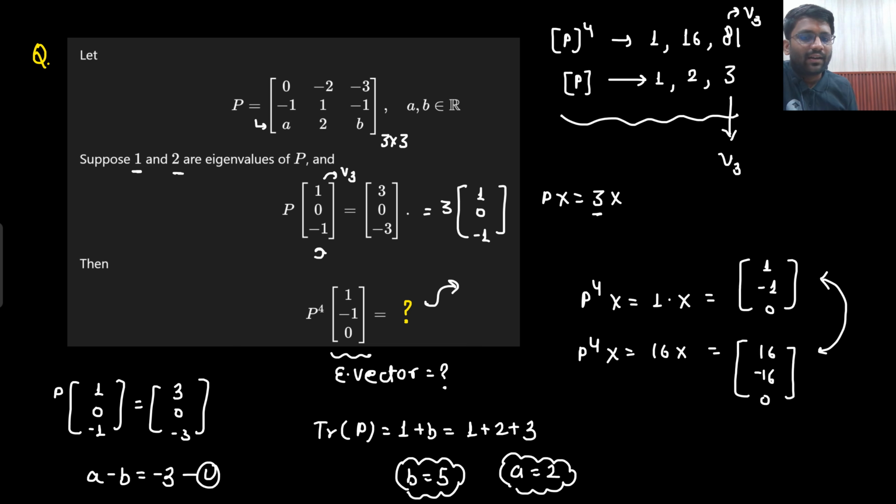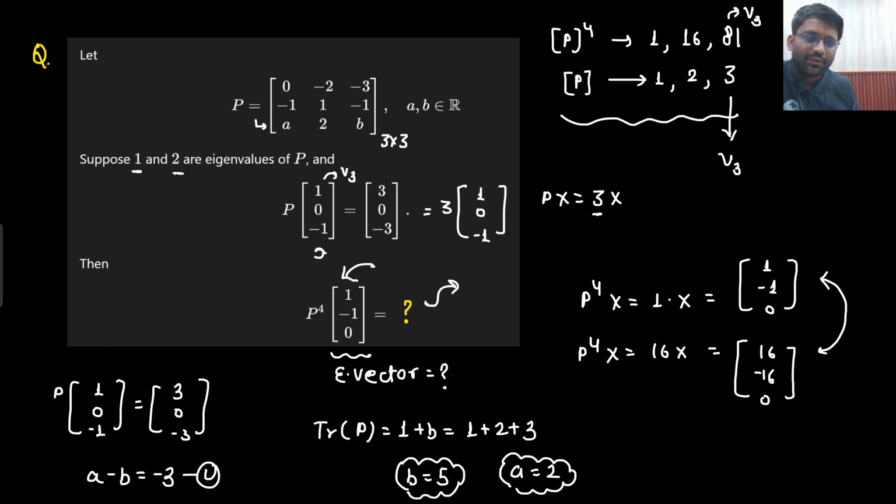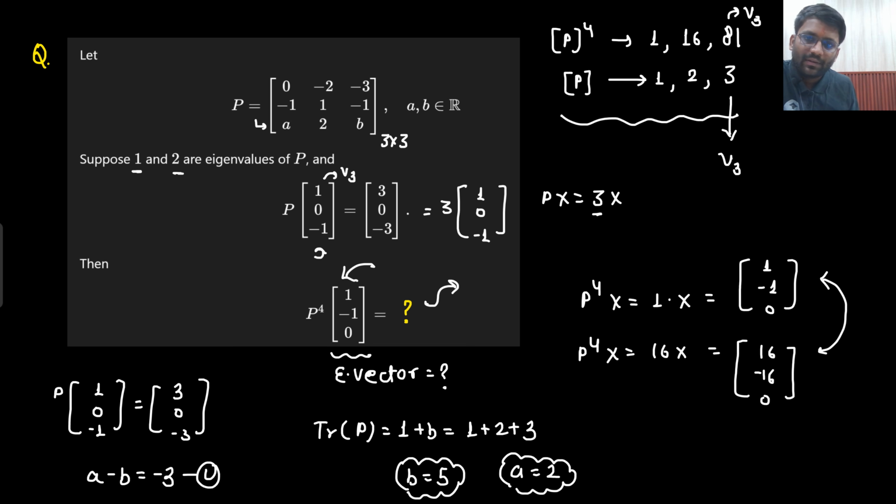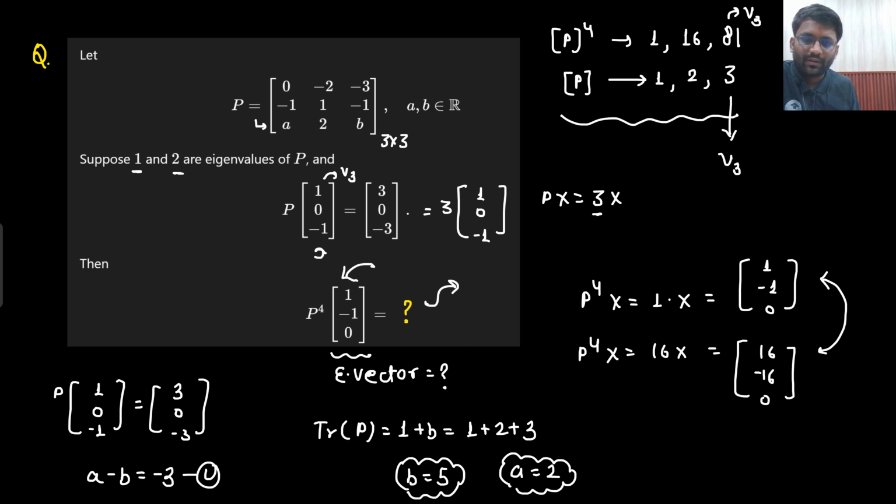Okay. Now I am almost pretty sure that this will be an eigenvector, no? And now I know the matrix P as well. What I mean to say is that I know the matrix P. Matrix P is 0, -2, -3, then -1, 1, -1, and 2, 2, 5.